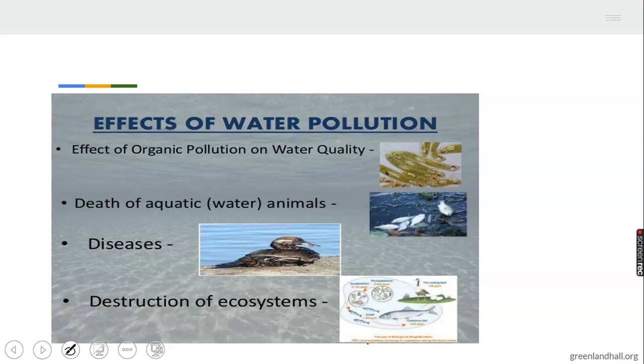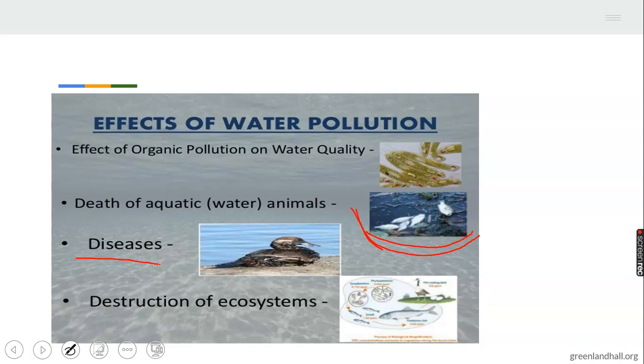Then death of aquatic animals like fish. You can see that picture over there. Aquatic animals suffer most when water is contaminated. Usually fishes and other aquatic animals that human beings consume suffer a lot. Then diseases: I talk about typhoid, cholera, dysentery, diarrhea. These are diseases that you can get from contaminated water. Typhoid is very, very common. A lot of children get typhoid, a lot of adults get typhoid. Why? Because of the source of water, the kind of water they drink.